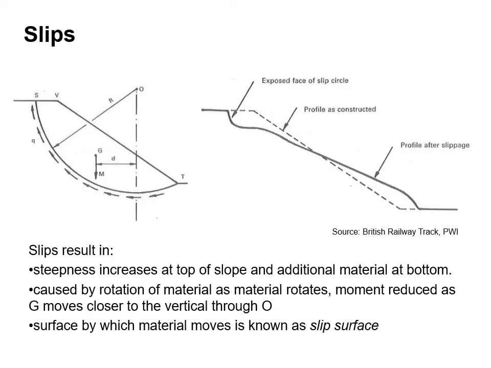Slips result in steepness increases at the top of a slope and additional material at the bottom. They are caused by rotation of the material. As the material rotates, the moment is reduced as G moves closer to the vertical through the origin. The surface by which the material moves is known as a slip surface.